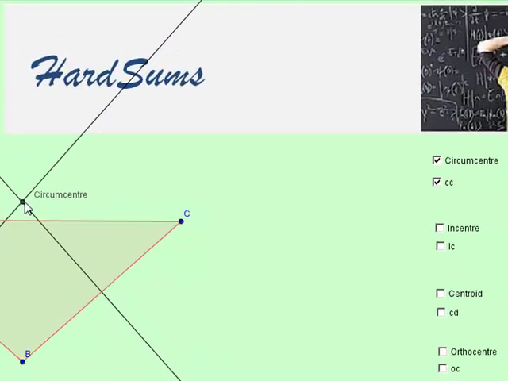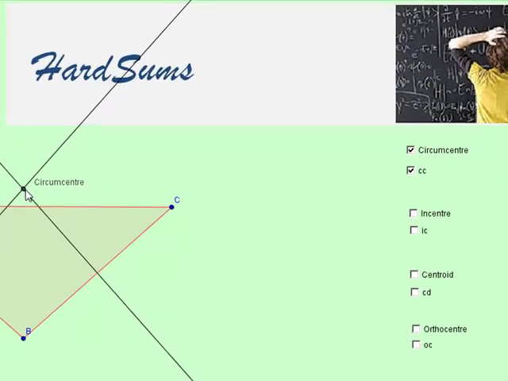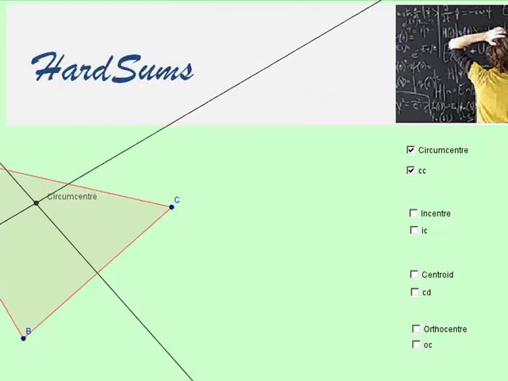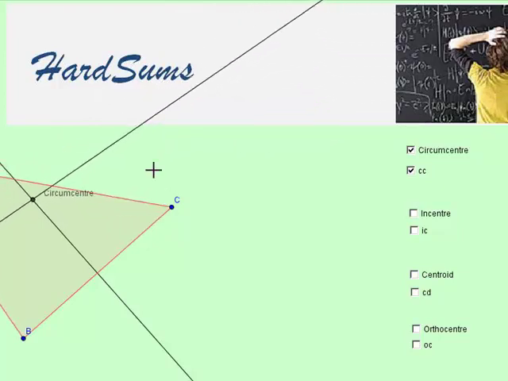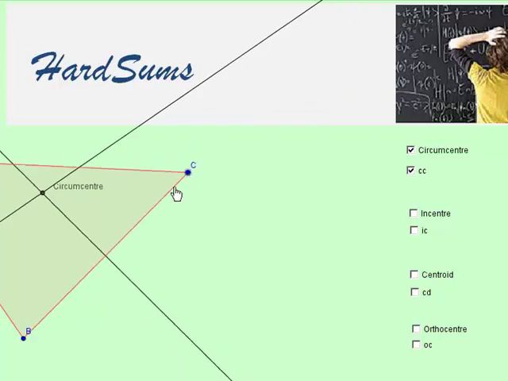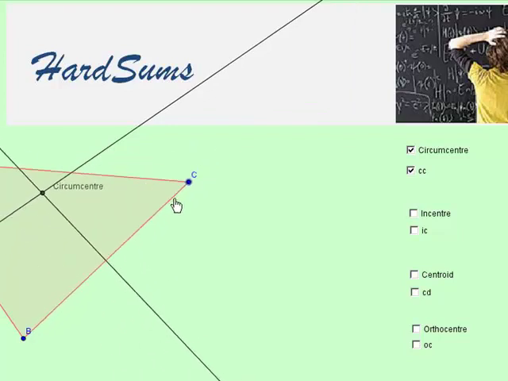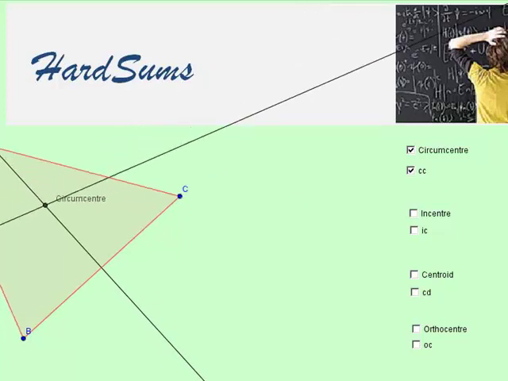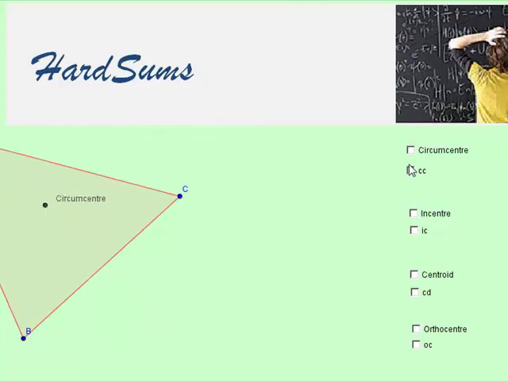You'll notice that the circumcenter, it sounds strange, but the center of the triangle doesn't actually have to be in the triangle. In my example here, it's actually outside. As you can see, sometimes it's inside, sometimes it's outside the triangle. And we'll move on from that one. The circumcenter, we'll switch this one off.